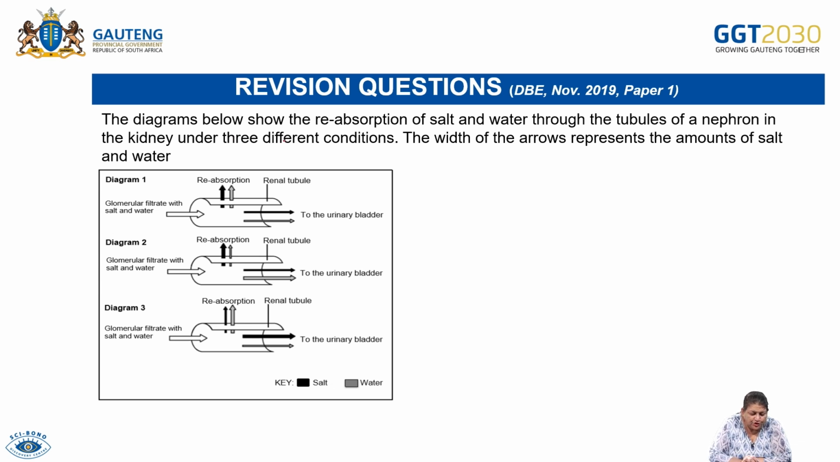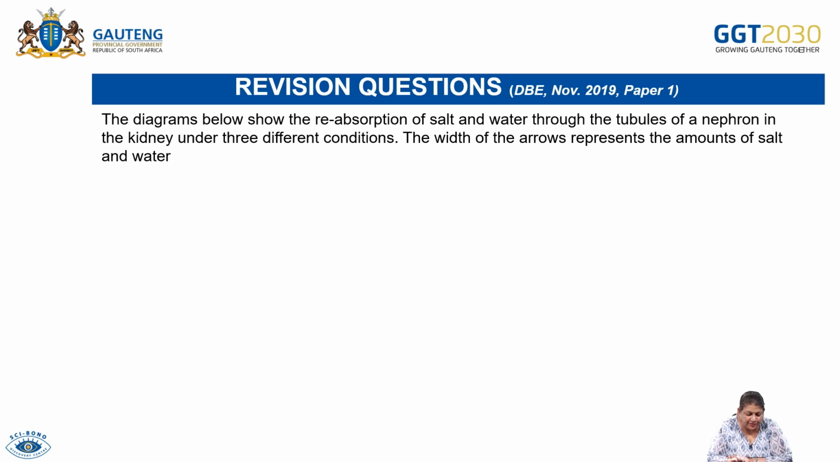The diagram below shows the reabsorption of salt and water through the tubules of a nephron in the kidney under 3 different conditions. The width of the arrows represents the amount of salt and water. How wide are the arrows? How thick and how wide? It will represent the amounts of salt. So let's see. Explain your answer to question 5.3. What is 5.3's question?